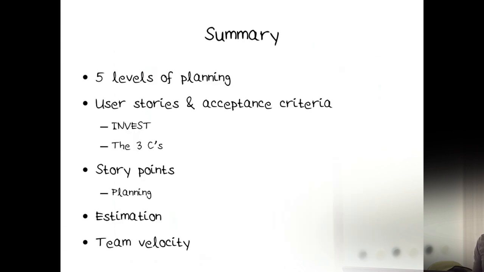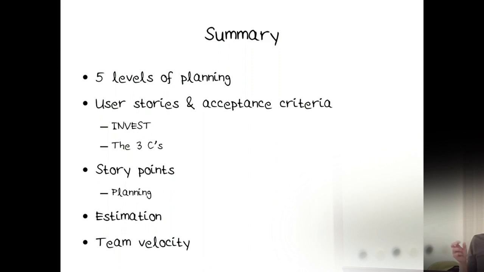So to summarize, it's five levels of planning, going from strategic to tactical, the most tactical being the daily Scrum meeting. We looked at user stories and acceptance criteria. User stories should be independent, negotiable, valuable, estimable, small, and testable, right? I think it's the first time I got all of them. The first try, at least. And the three C's: the card, which is the story itself, the conversation, which are details about the story, and the confirmation, which is the acceptance criteria, when it's done.